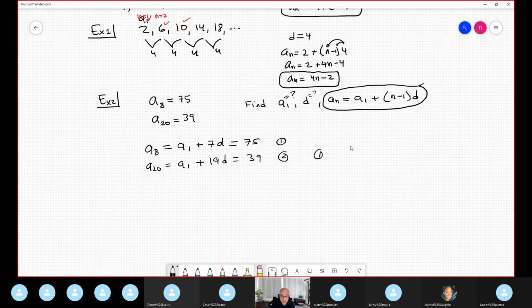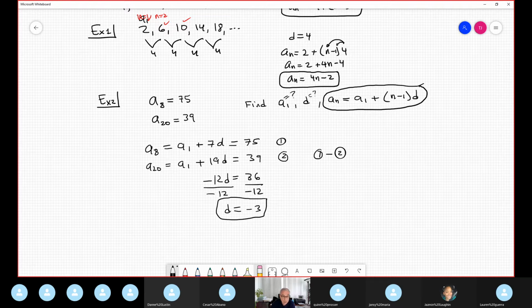Solving systems of equations. For example, one idea is subtraction, equation 1 minus equation 2, because this is ready for elimination. So this is 0. Subtraction, this is 7 minus 19 is negative 12d. On the right hand side, we have 36. Divide by negative 12 on both sides, and d is negative 3. That is expected, because the sequence is decreasing. It's a negative sequence, it's decreasing.